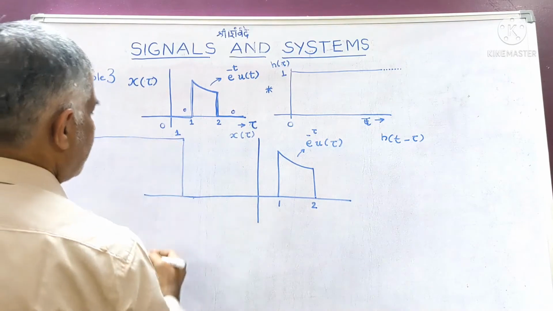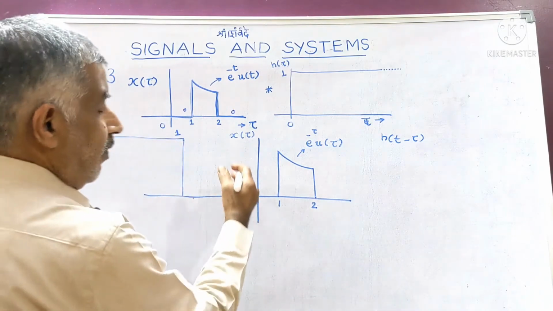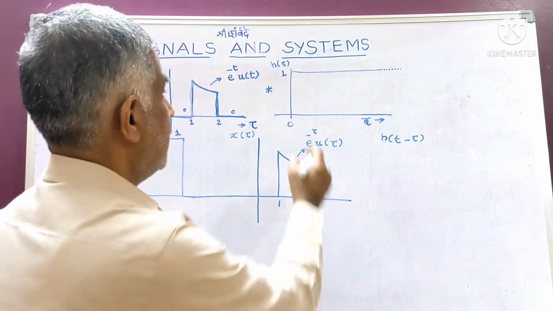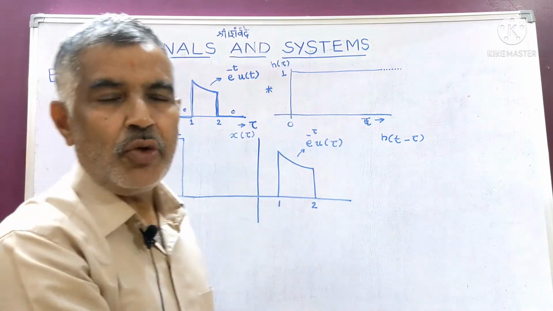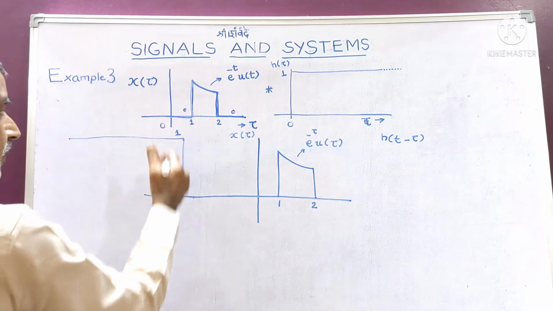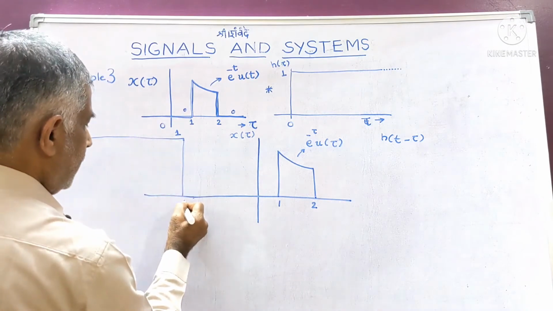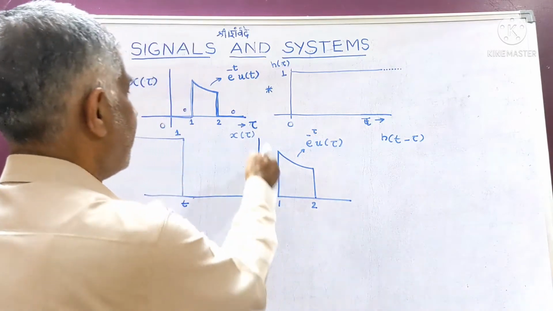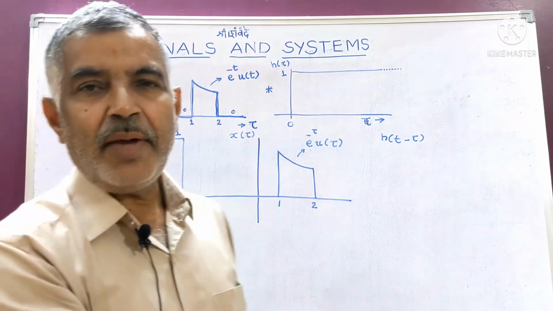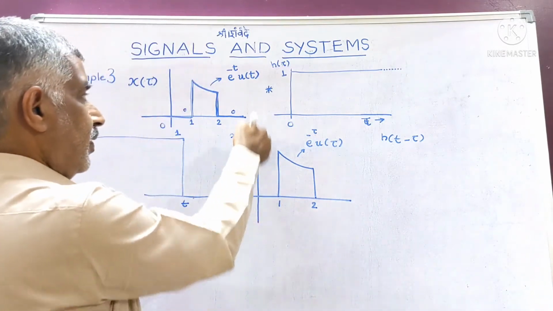H of t minus tau. Now at the time of reflection, this waveform was here and it was shifted by t units. That is why this edge will be t edge, because it is shifted. Because earlier it was here, at the time of reflection it was here.